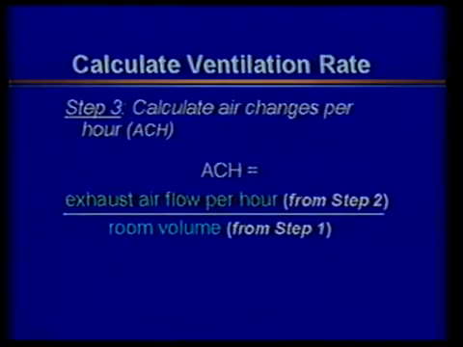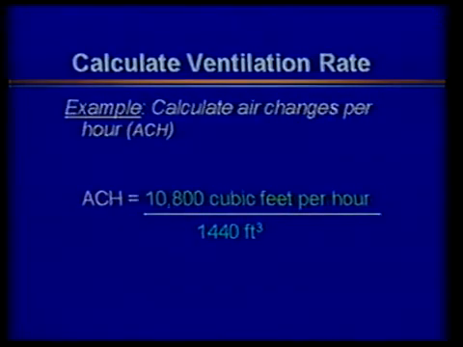Step 3. Calculate the air changes per hour. Now you know the amount of air exhausted every hour and also the volume of your room. You're ready to calculate the air change rate. Simply divide the exhaust by the room volume. For our example, this means dividing 10,800 cubic feet per hour by 1440 cubic feet. The result is a ventilation rate of 7.5 ACH, which you'll notice is less than the recommended 12 ACH.